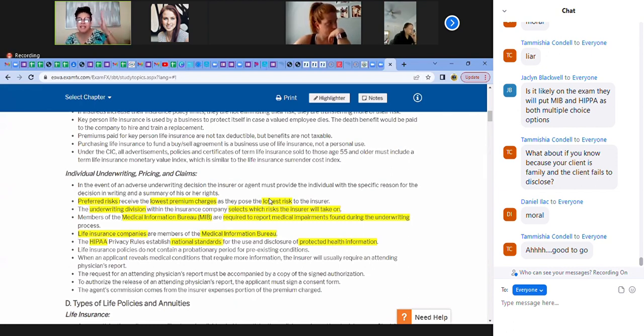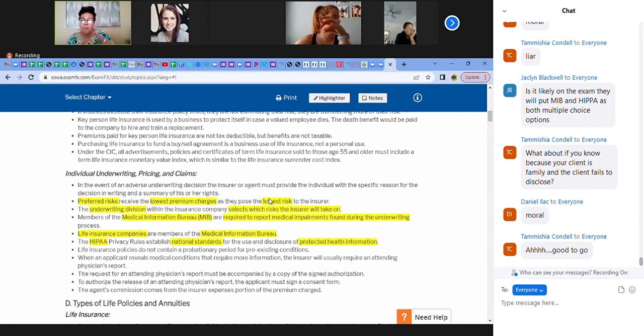If it's standard, it means you're average. So they say, okay, Melinda, based on your height and weight, based off of your blood pressure, your cholesterol, your sugar levels, your glucose levels, you're going to be rated normal, average, or standard.